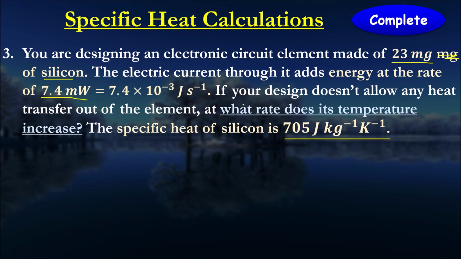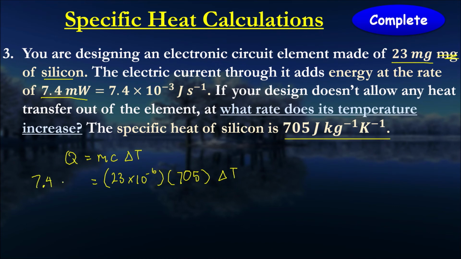Well, same idea as always. Let's write out our formula. Okay, we have 23 milligrams, which is 10 to the minus 6 kilograms. We have 705 specific heat capacity, and we're trying to find the change in temperature. The overall heat that's being transferred in is 7.4 times 10 to the power of -3 joules per second, so we can leave it as that. We can make T the subject of the equation, so we can move everything across.